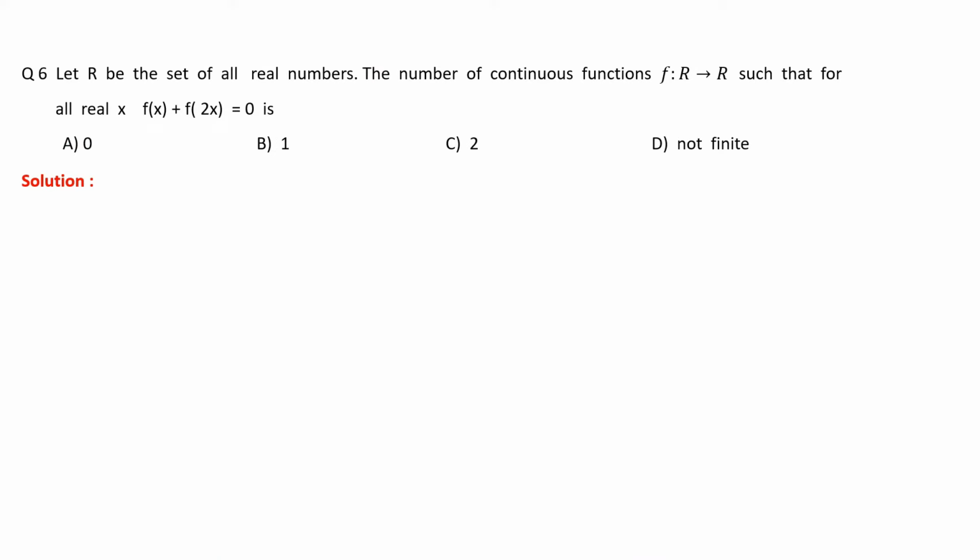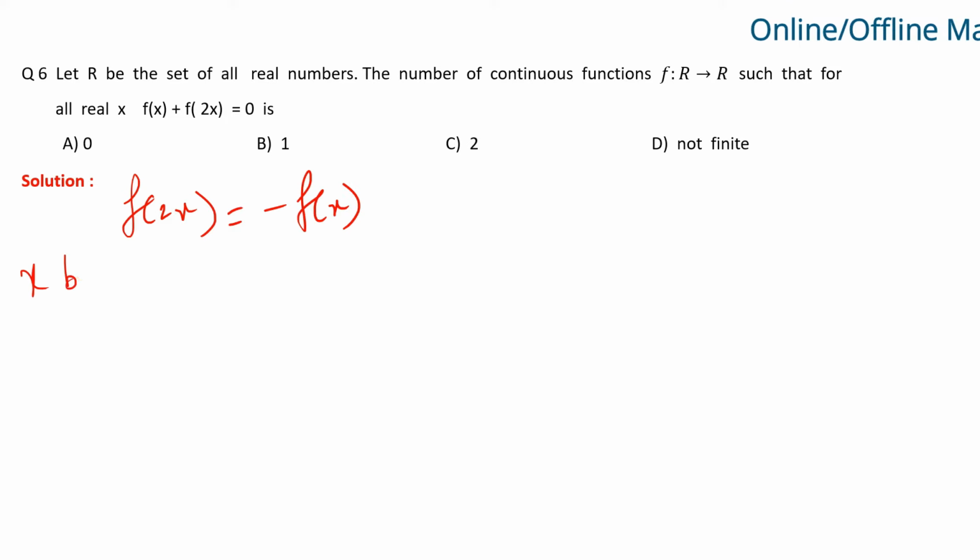Now students, this is a nice problem on continuity. The question says, let capital R be the set of all real numbers. The number of continuous functions f: R to R such that for all real x, f of x plus f of 2x is equal to 0 is. That means we have to find the number of continuous functions f: R to R such that they satisfy this equation. So that means f of 2x is equal to minus fx.